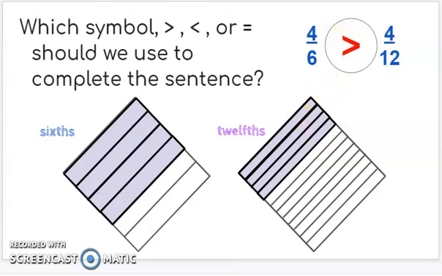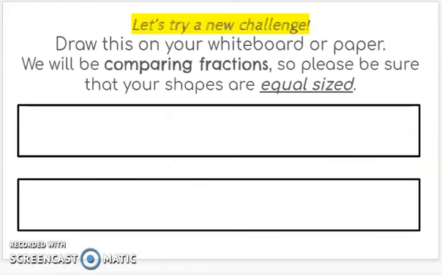All right, we're going to do the same thing one more time. Extra practice makes perfect. So let's try a new challenge. Draw this on your whiteboard or paper. We're going to be comparing fractions again, so please be sure that your shapes are equal sized. You see I have 2 kind of longer rectangles, almost like some of our fraction strips. So pause this video until you have these drawn, please.